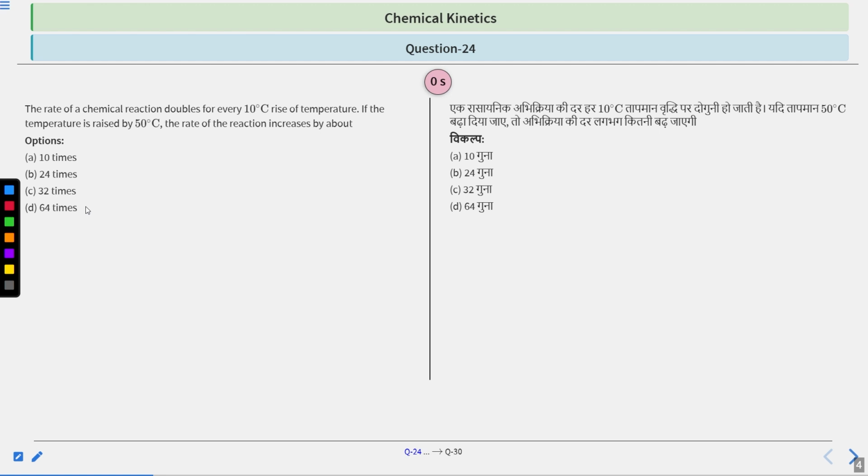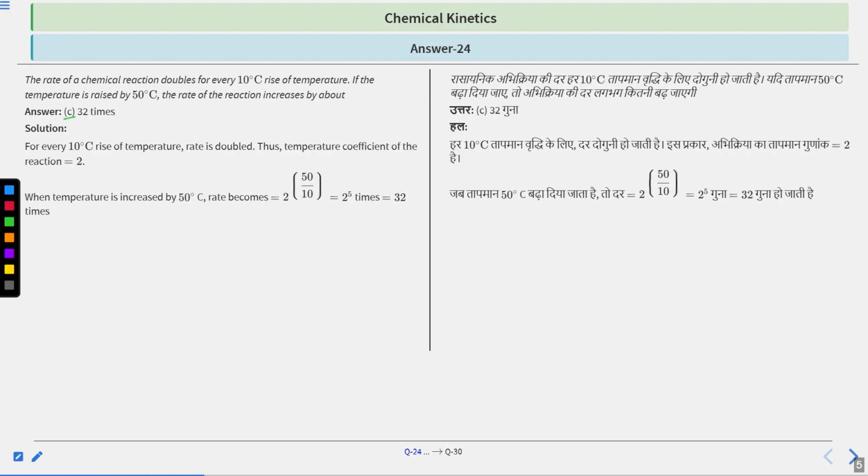Okay, let's see. The correct answer is option C, that is 32 times. For every 10 degrees Celsius rise of temperature, the rate is doubled. Thus, the temperature coefficient of the reaction is equal to 2, because the rate is increasing by a factor of 2 with every 10-degree rise of temperature. So when the temperature is increased by 50 degrees Celsius, the rate will become 2 to the power 50 divided by 10.